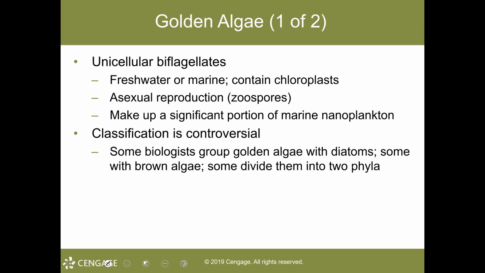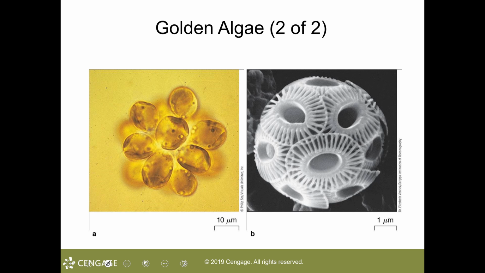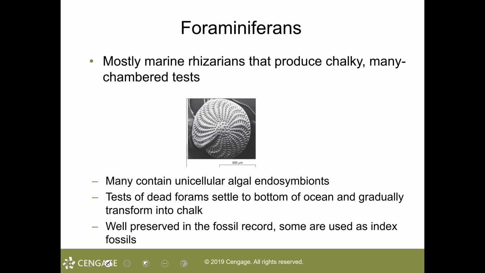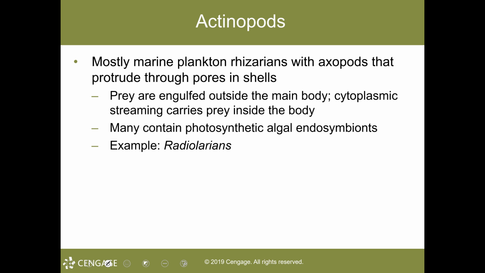And with the golden algae class, some biologists group the golden algae with the diatoms, some with brown algae. But of course, there is the golden algae. Next up, class, are the rhizarians. They are monophyletic but quite diverse, including the forams, or foraminifera, and the radiolarians. These are the chalky ones, which typically settle to the bottom of the ocean and transform into chalk. The radiolarians are mostly marine plankton.